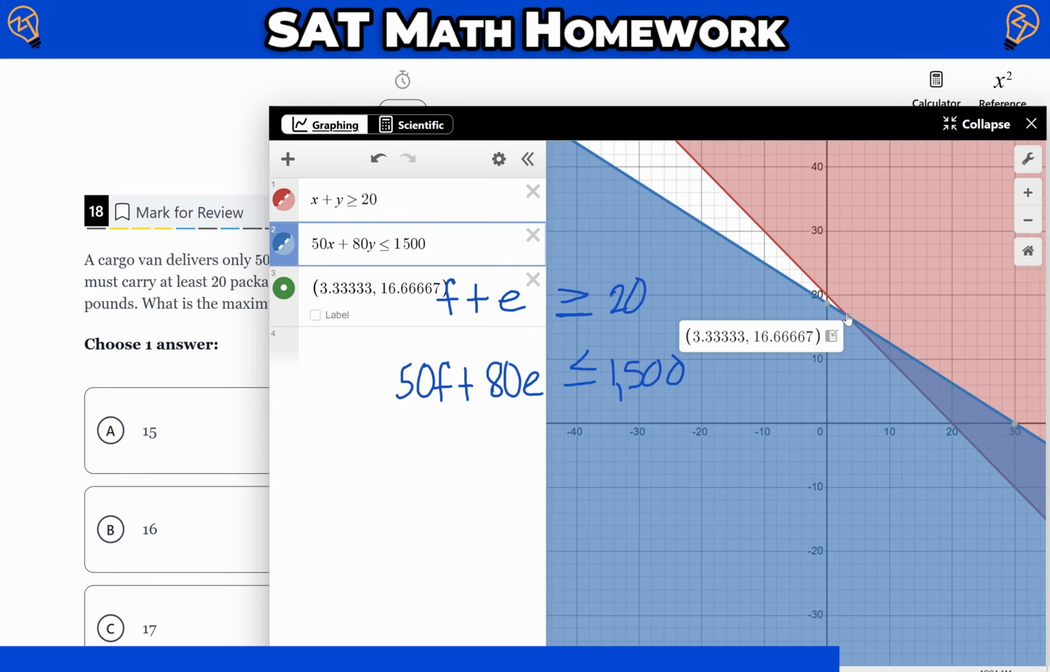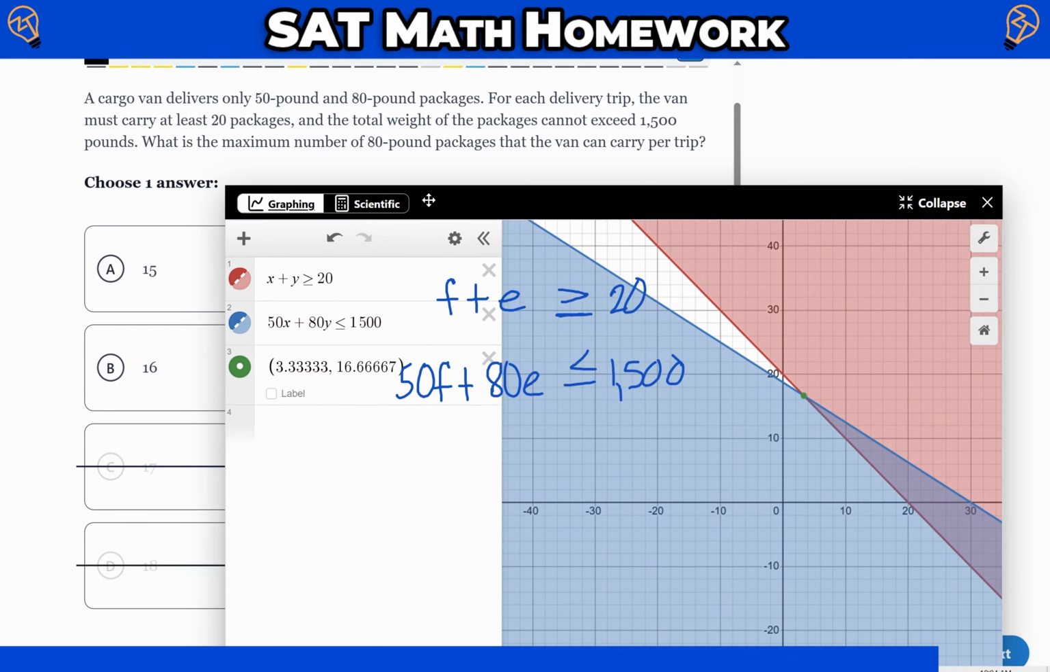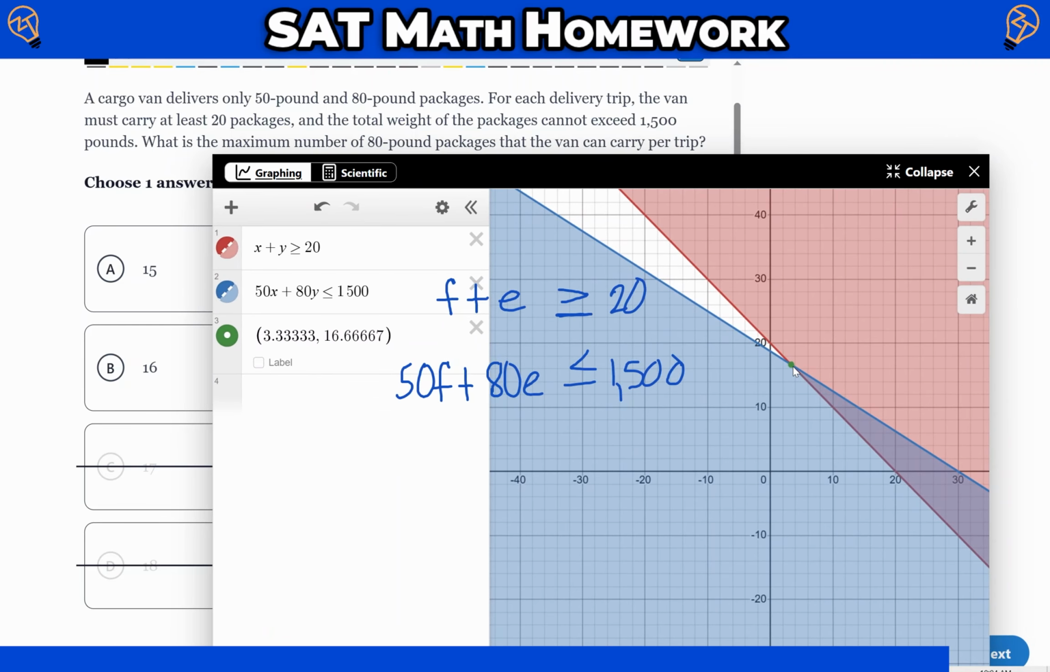In other words, we can eliminate both options C and D. Now, when trying to figure out between 15 and 16, we have to find the maximum number of 80-pound packages, so the biggest number where it's true. Even though we could go down here and find ordered pairs where the y coordinate is 16 or 15, regardless of what the x is, the maximum number is going to be 16, since it's obviously bigger than 15 and still lies in this shaded region, making the correct answer B.